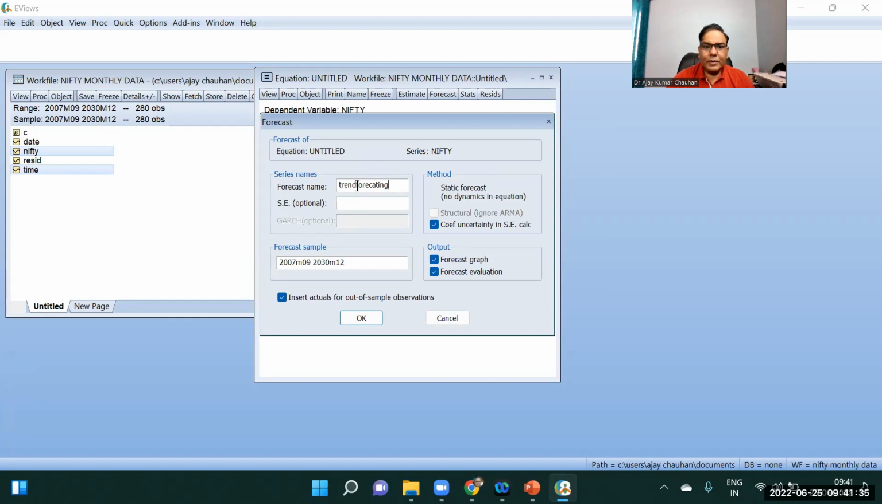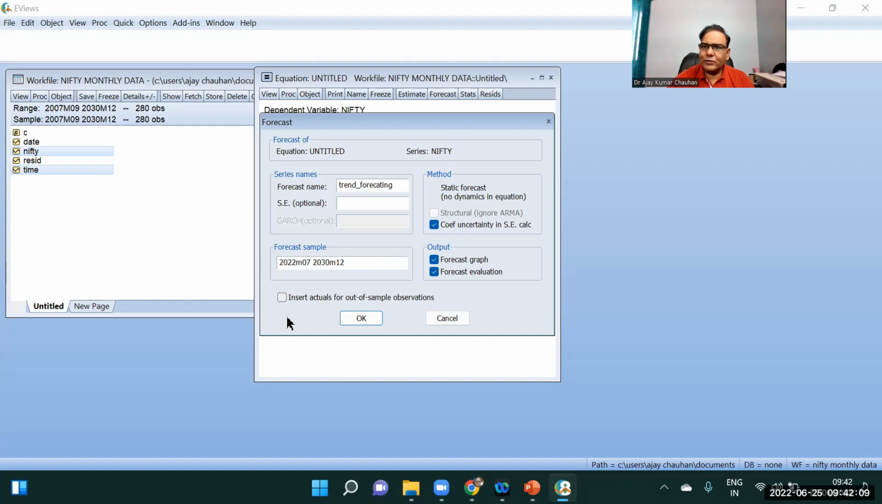So I am giving the name to the new series, trend forecasting, and forecast sample. Now we are having this forecast sample. We are going to do the forecasting for July 2022 to December 2030. So we are going to do the forecasting from July onwards.